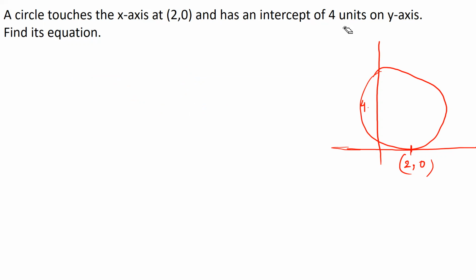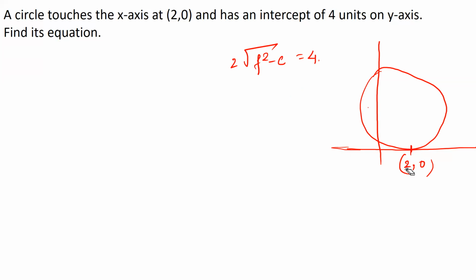You are given the intercept of 4 units on the y-axis. That means this 4 units is the y-intercept. This means that 2 root over f square minus c is actually equal to 4. All we need to find out is just the values of g, f, and c. Now, to find out the equation of the circle, we have to use this part.